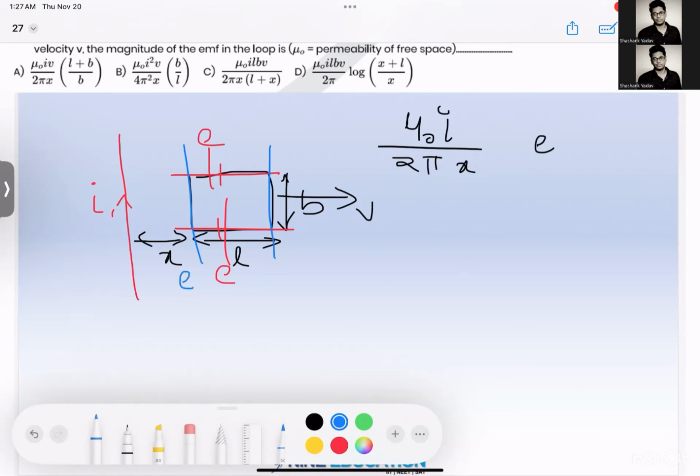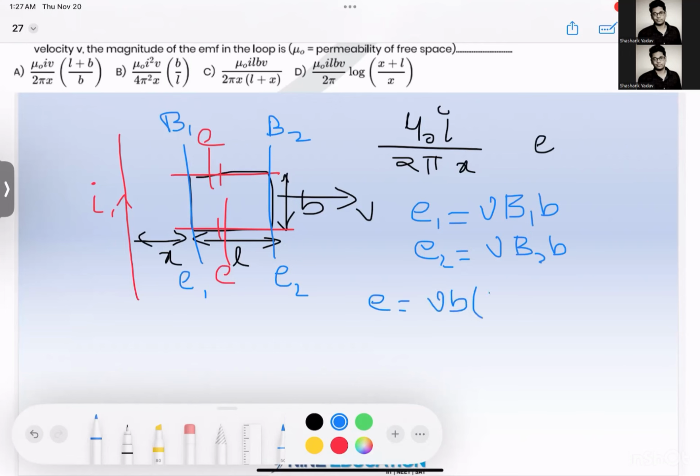Let's say this is E1 and this is E2. We will calculate E1 as, according to the formula, V, velocity of this wire, into magnetic field at that point. At this point, let's say magnetic field is B1. At this point, let's say magnetic field is B2, into the length of this wire, which is B. And similarly, E2 is going to be V into B2 into B. So the net EMF is going to be V into B into B2 minus B1, or B1 minus B2.